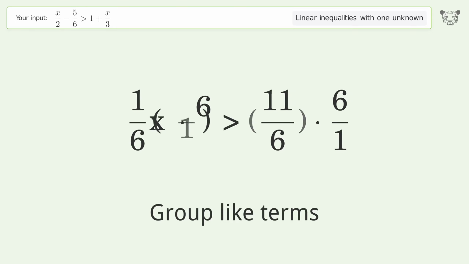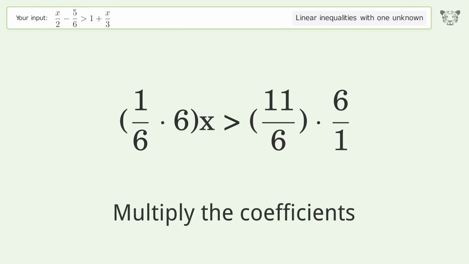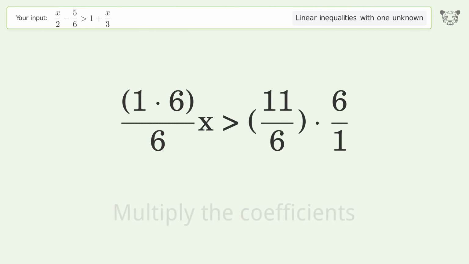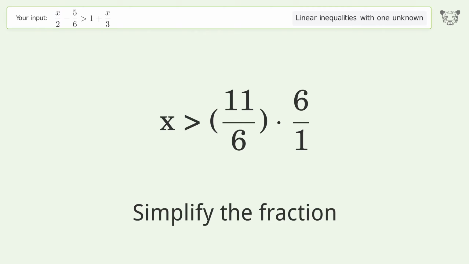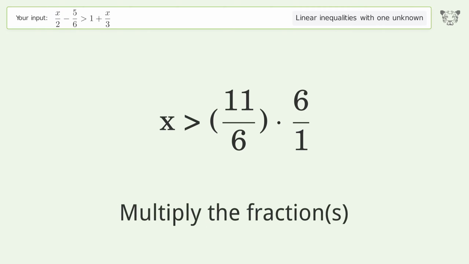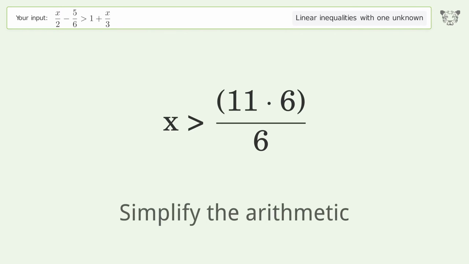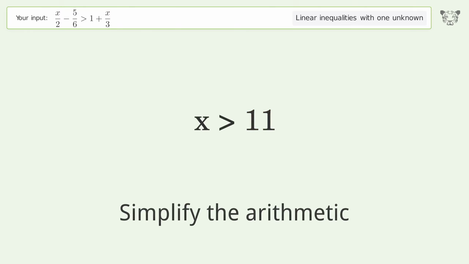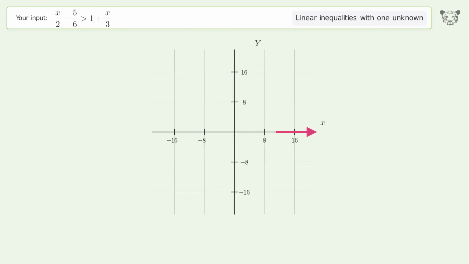Group like terms. Multiply the coefficients. Simplify the fraction. Multiply the fractions. Simplify the arithmetic. Plot the solution on a coordinate grid. And so the final result is x greater than 11.